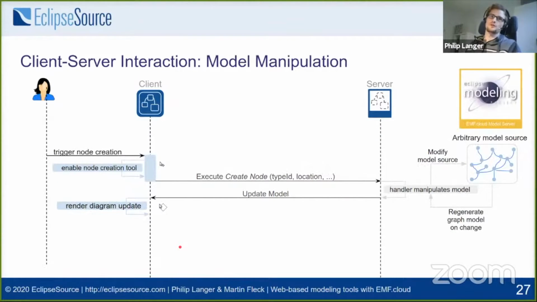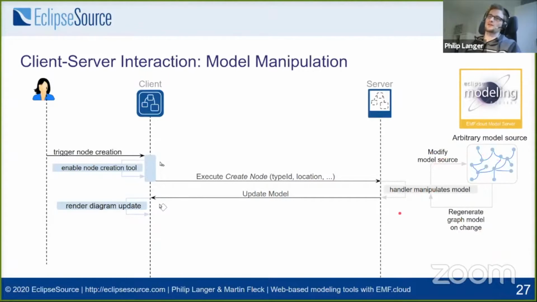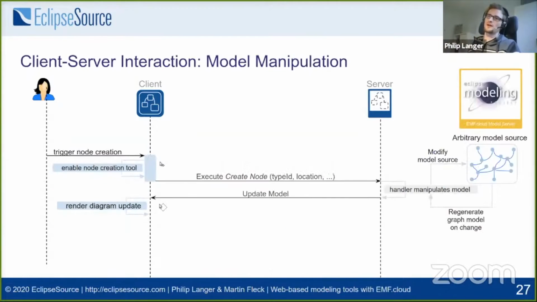Once the client triggers such a tool palette action, for instance, for creating a node, the client is not aware of what this actually means, but it would just send the create node action with the specific type ID and some context information like location to the server. And then the server can actually process this action by invoking a handler that would then manipulate the original model source and then regenerate the graph, just like in the first step where we translated the model source into a graph. Again, to update the model, send this to the client, which then can re-render the diagram.